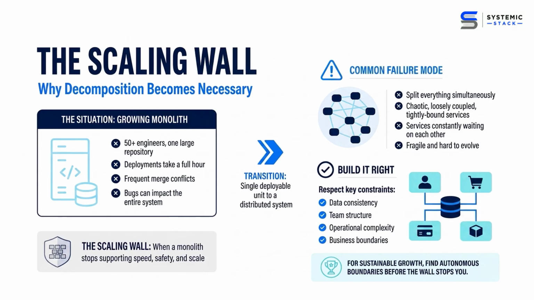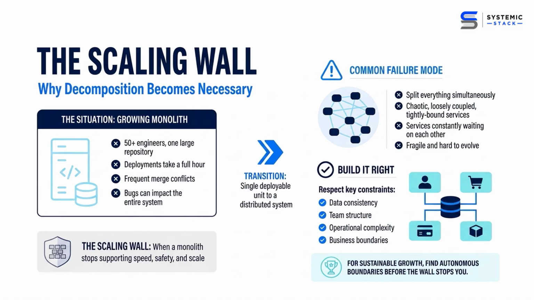Let's set the scene with a situation you likely encounter in production. Imagine you're at a fast-growing startup with a massive Ruby or Java monolith. It's worked great so far, but now you've got 50 engineers all trying to commit to the same repository. Deployments take an hour, merge conflicts are constant, and a tiny bug in the payment logic can crash the entire catalog. This scaling wall is exactly why decomposition matters.